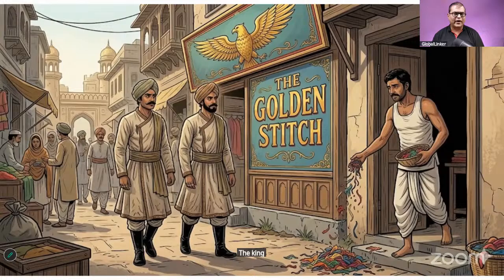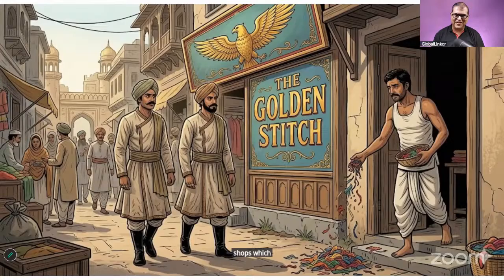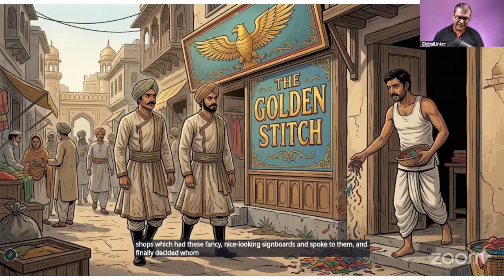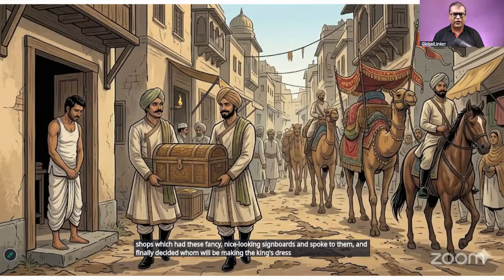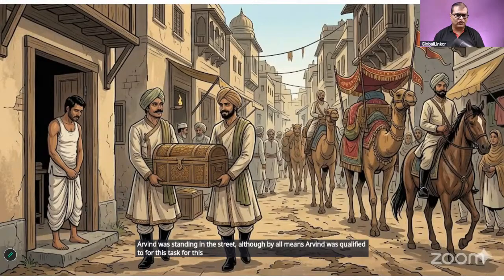So that's where he worked, and he, by all means, was the person who should have been selected for the king's dress. But what happened in the morning, because the servants were hard pressed for time, they just went to the shops which had these fancy, nice looking signboards, spoke to them and finally decided whom would be making the king's dress. They gave the order, and after a few days, they came back to collect the dress, and that's where Arvind was standing in the street. Although, by all means, Arvind was qualified for this once in a lifetime opportunity, he couldn't get it because of the lack of visibility.